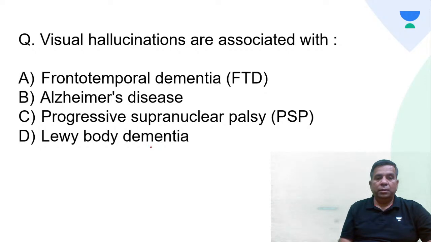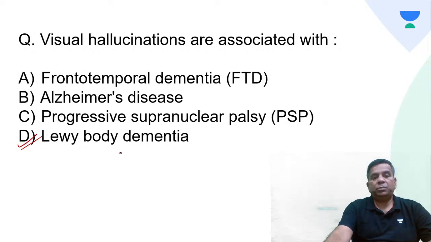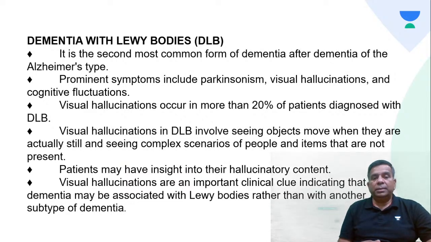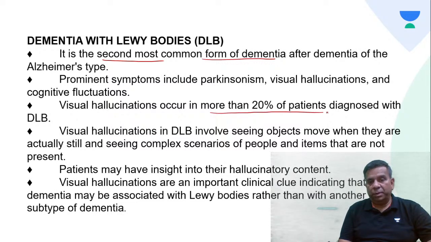FTD, PSP or Lewy body dementia. No, Doctor, FTD also we have, but the hallmark or the presentation is the Lewy body dementia. Look, it is the second most common form of dementia after the dementia of the Alzheimer's type. Visual hallucination occurs in more than 20% of the patients diagnosed with dementia of Lewy body.